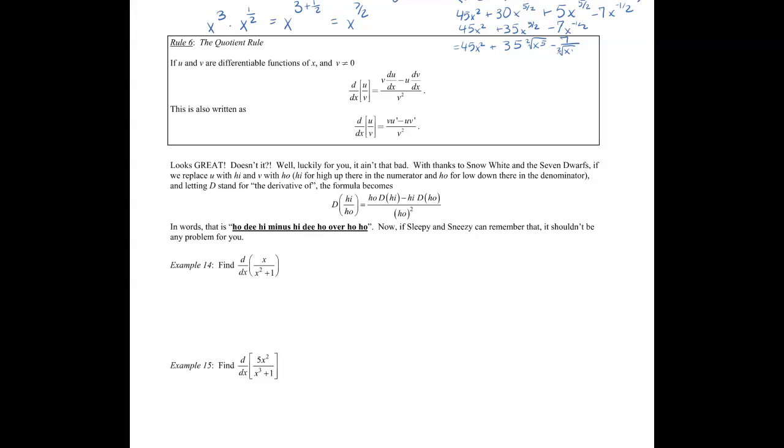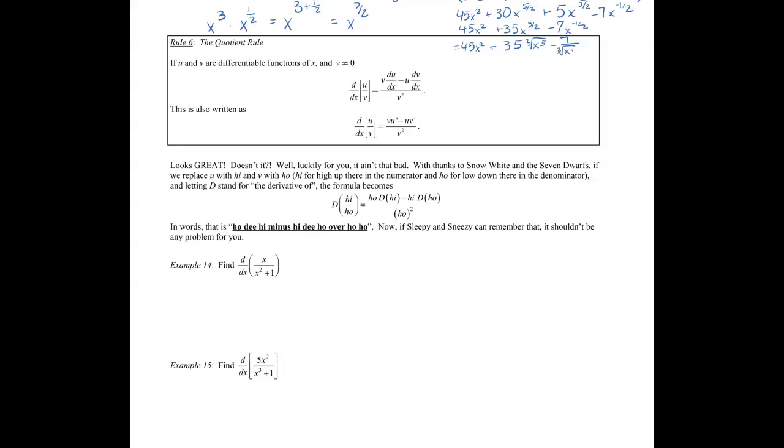Alright, so we've done addition, subtraction, multiplication, basically everything except division. So, enter the quotient rule. If u and v are differentiable functions of x and v does not equal 0, then the derivative with respect to x of u divided by v is equal to v times the derivative of u with respect to x minus u times the derivative of v with respect to x, all over v times v, otherwise known as v squared.